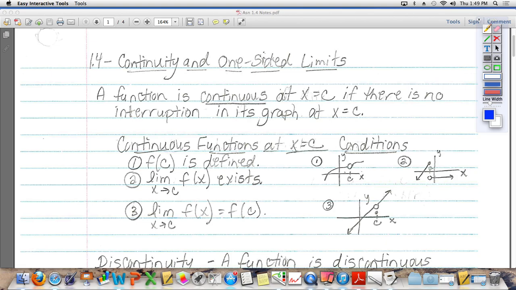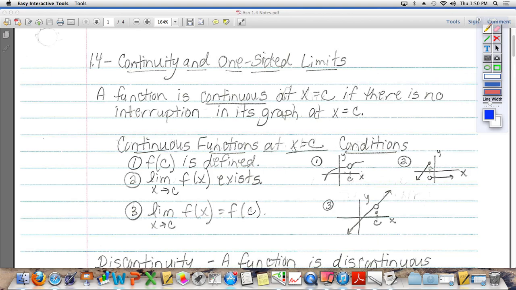Continuous functions at x equals c conditions. These are the three conditions that need to exist in order for a function to be continuous at some specific x value. So the first thing that needs to be true is that f of c has to be defined. In other words, if you are trying to figure out if it's continuous at an x value of c, then the graph has to have a value there.